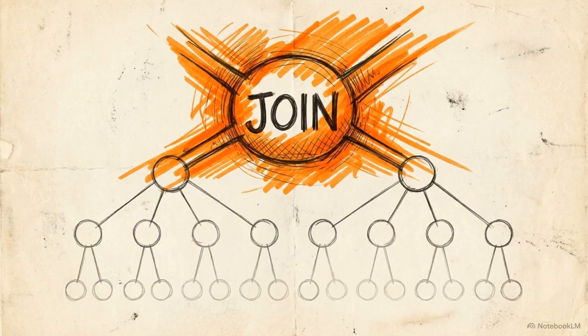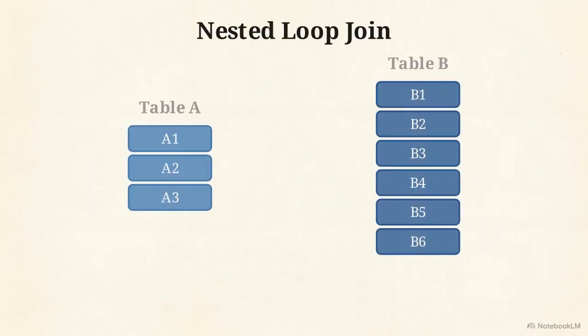Moving up the execution tree, the next major performance bottleneck occurs when combining datasets. The database uses several algorithms to join tables. The nested loop join takes every row in table A and checks it against every row in table B.